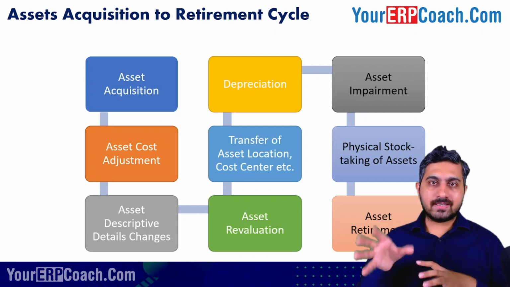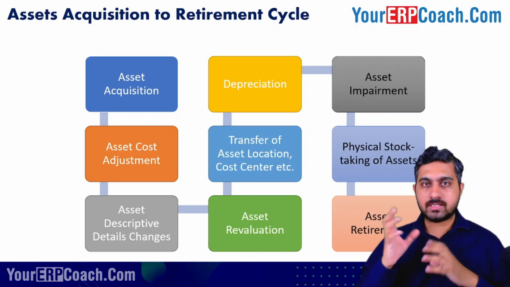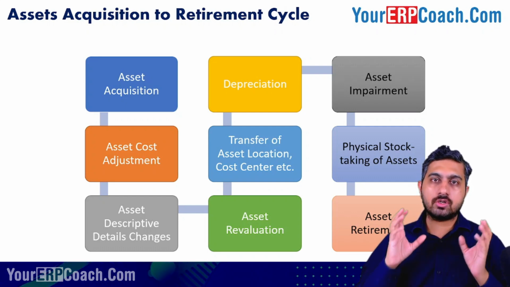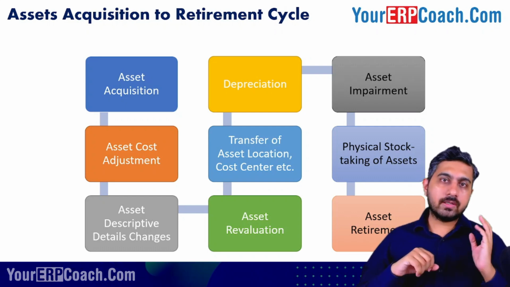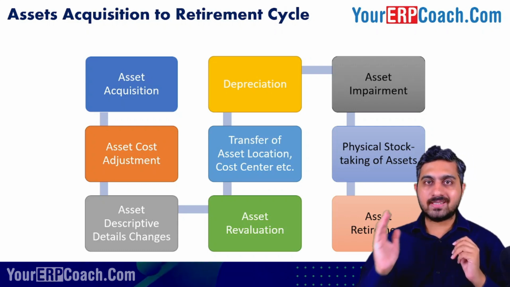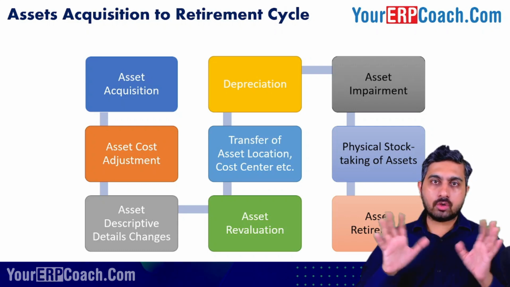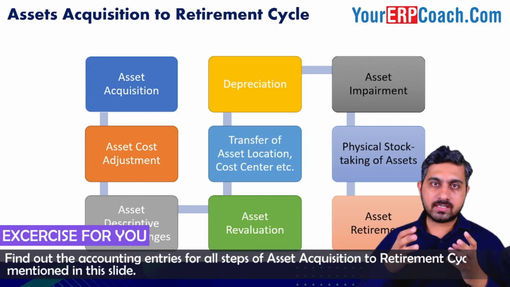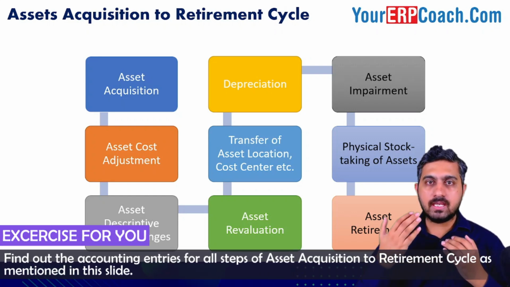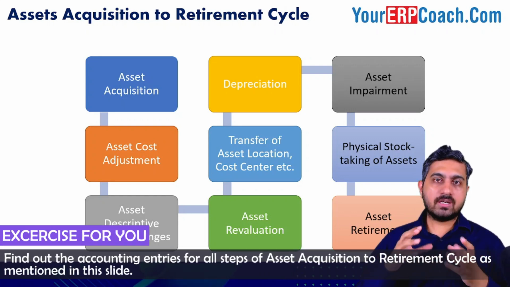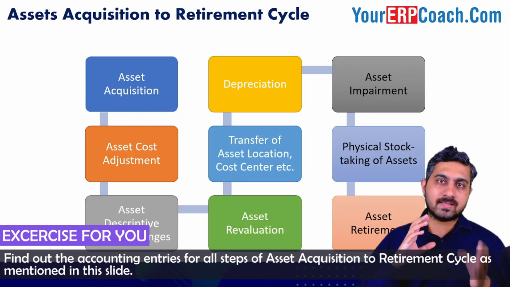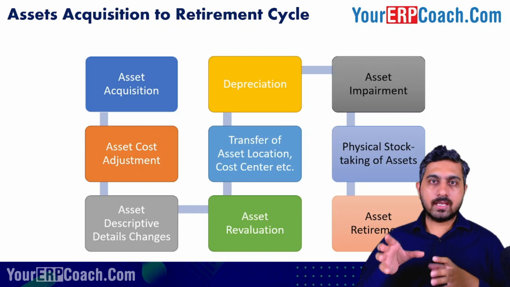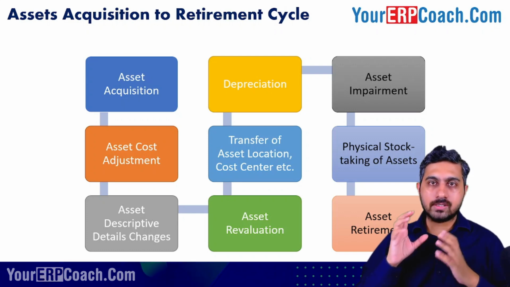So all of these steps may not happen for every fixed asset that you purchase, but broadly, these are the steps or these are the features or functionalities involved in the asset acquisition to retirement cycle. Now, I am purposefully not going to disclose or discuss the accounting entries for each of these events. It is something that we are going to see in our subsequent modules. But it is very essential to know that there is this cycle called asset acquisition to retirement cycle that does exist in the Oracle Cloud Financials application.